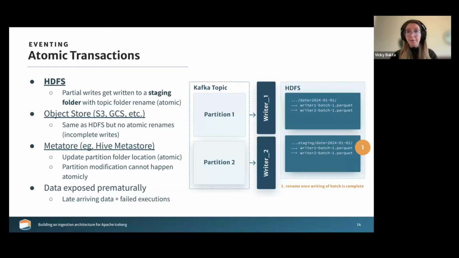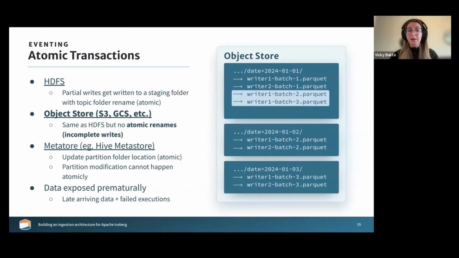This rename was actually an atomic transaction. Once you perform that rename, all the files in that directory that you're renaming would become available. This is not the case in object stores. With the advent of cloud computing and cloud vendors, S3 and GCS came to be, and people moved away from HDFS and adopted object stores. On the surface, it looks really similar to HDFS, but under the hood, it's quite different.